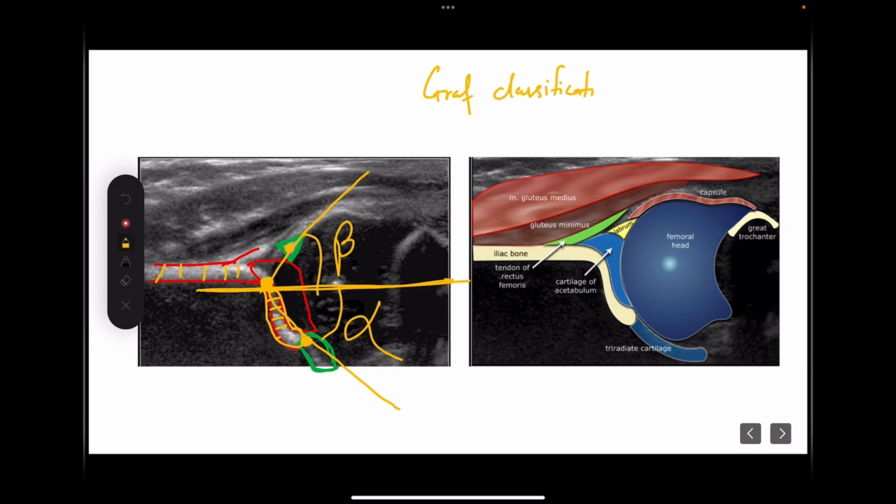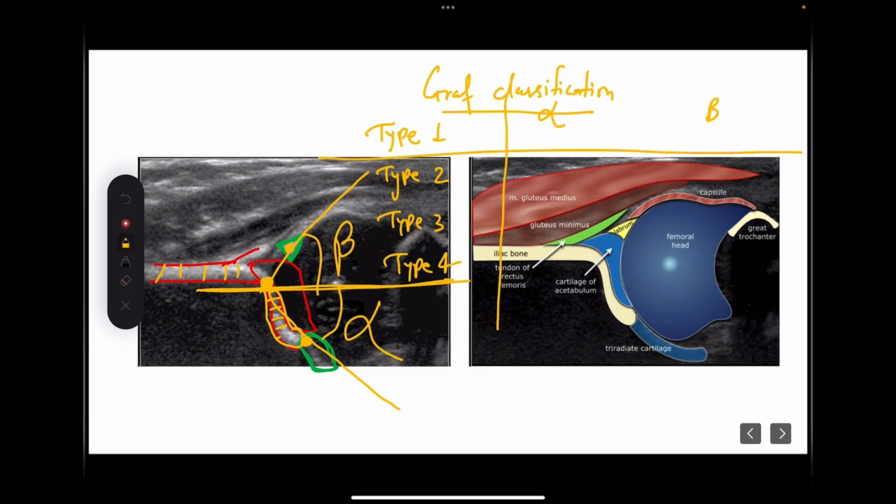In graf classification, you will have 4 types in simplified versions: type 1, type 2, type 3 and type 4, alpha and beta. And what these angles will be: in type 1, alpha angle would be more than 60 and beta will be less than 55 degree. In type 2, alpha would be somewhere between 43 to 60 degree and beta between 55 to 77 degree. Type 3, alpha would be less than 43 degree and beta would be more than 77 degree. In type 4, both the angles become unmeasurable.